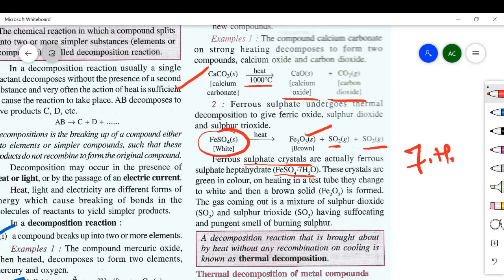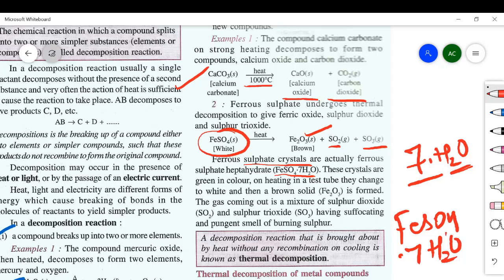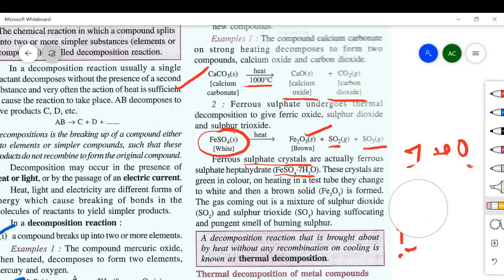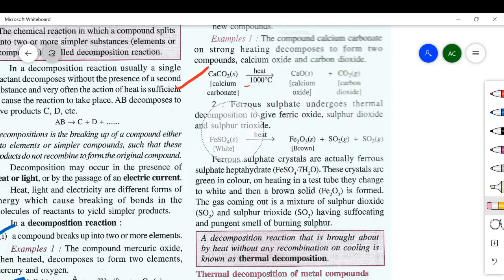7H2O, right? 7H2O means hepta. Hepta is 7. Hydrate means water. So this ferrous sulfate will contain how many? 7 water molecules, so heptahydrate. We will take this further when we study the chapter where this concept is coming.